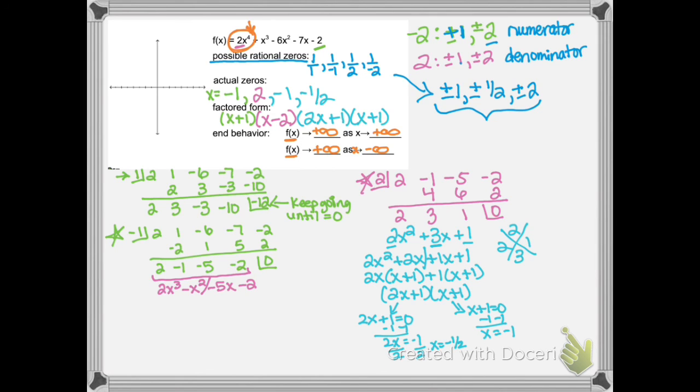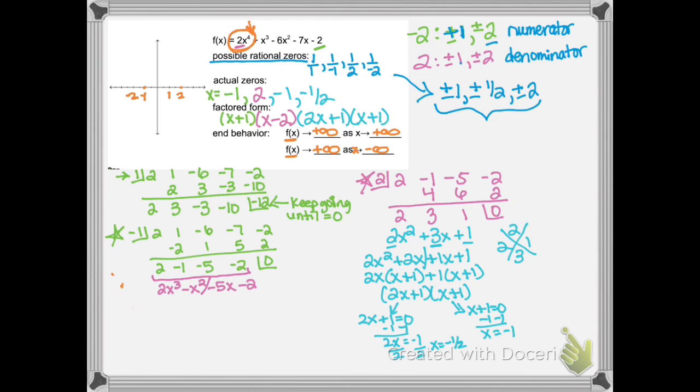I'm going to graph -1 here. I'm going to graph positive 2 here. Sorry about that. Hold on. Okay, so I have -1 graphed.